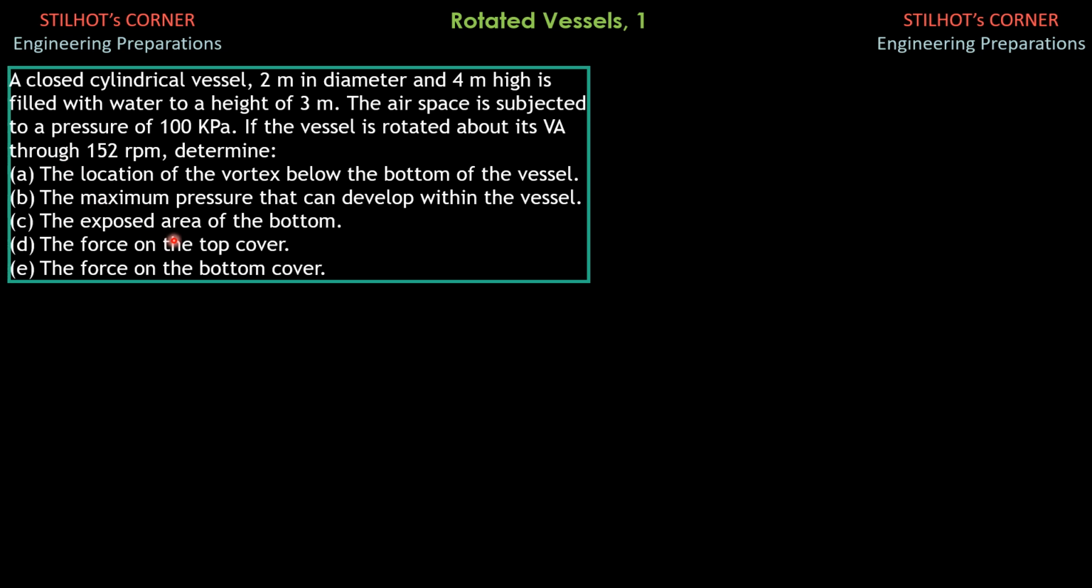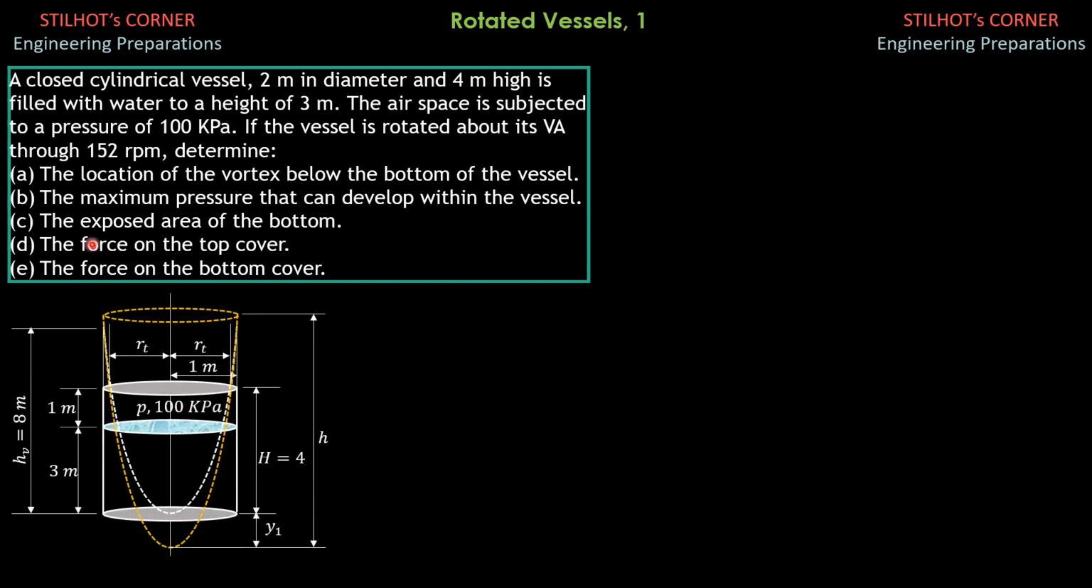Letter B, the maximum pressure that can develop within the vessel. Letter C, the exposed area of the bottom. Letter D, the force on the top cover. And letter E, the force on the bottom cover. So let's draw the figure. This is the overall figure for this problem.